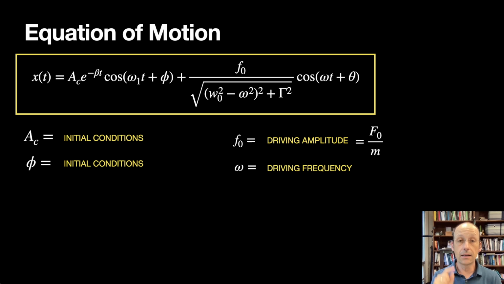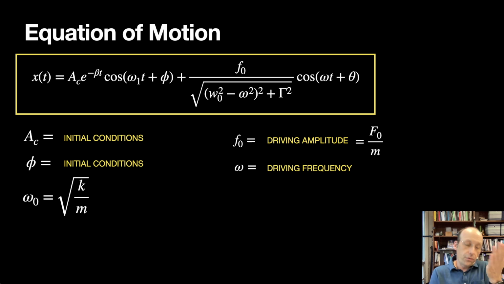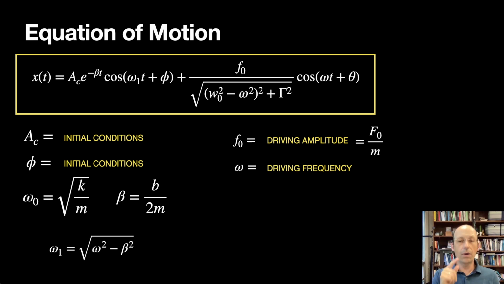Omega, there's three omegas. There's omega 0, which is the square root of k over m. There's omega, plain omega, and that's the driving frequency, so how fast that thing moves back and forth. And then beta is our parameter based on the drag coefficient, b over 2m. There's a reason the 2 is there. And then omega 1.